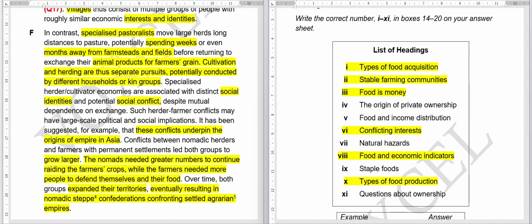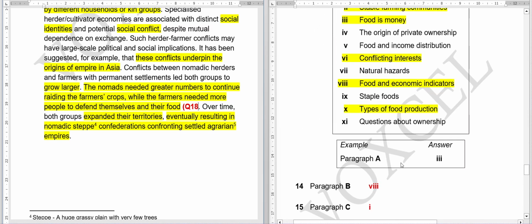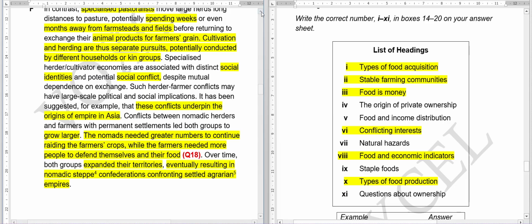Now, can you tell me where it is written in the paragraph about conflicting interests? Basically, the entire paragraph, if you have read closely or understood easily, was about two different interests. Why did nomadic people do a particular thing, and why did farmers do a particular thing. Even in the last sentences, the nomads needed greater numbers to continue raiding crops, while farmers needed numbers to defend themselves and their crops. So this sums up the entire paragraph. So this can be our location to question number 18. I hope it is clear. Let me do this.